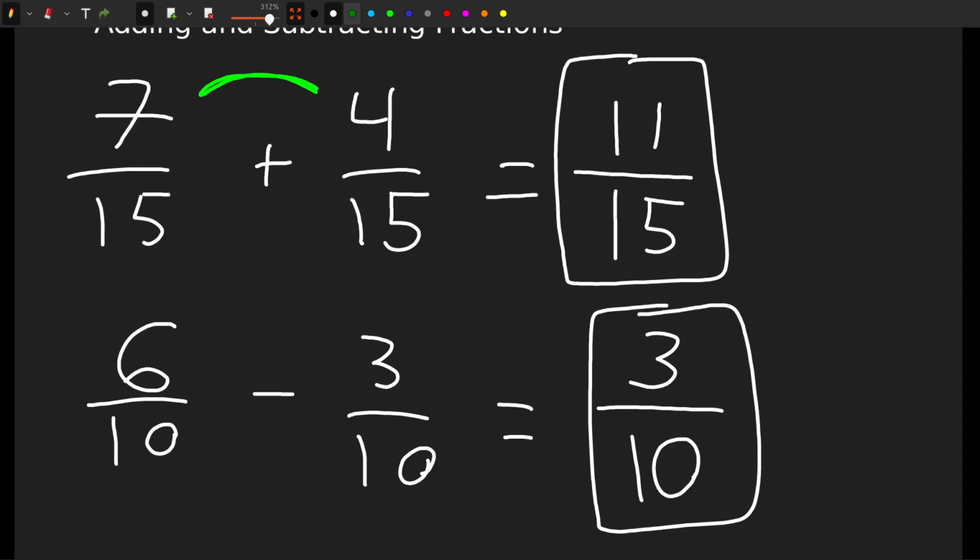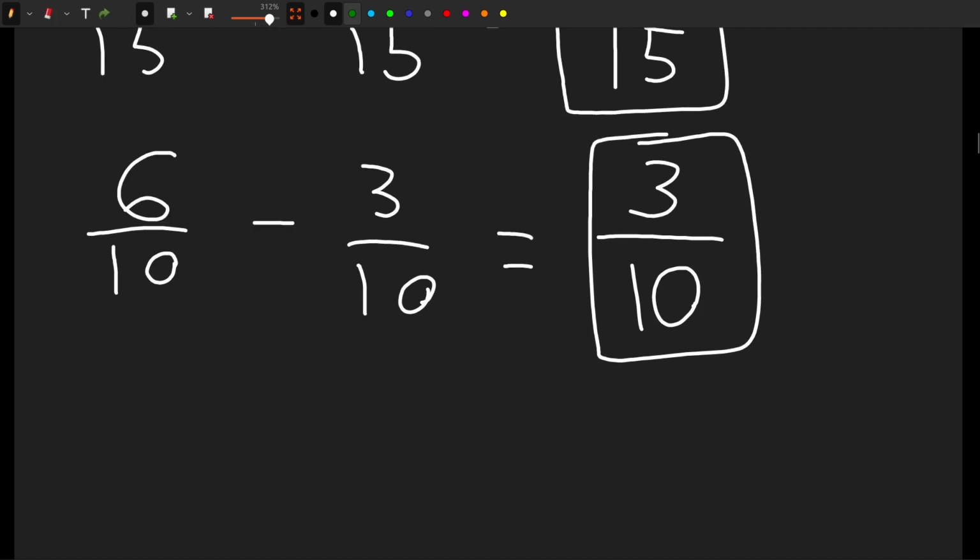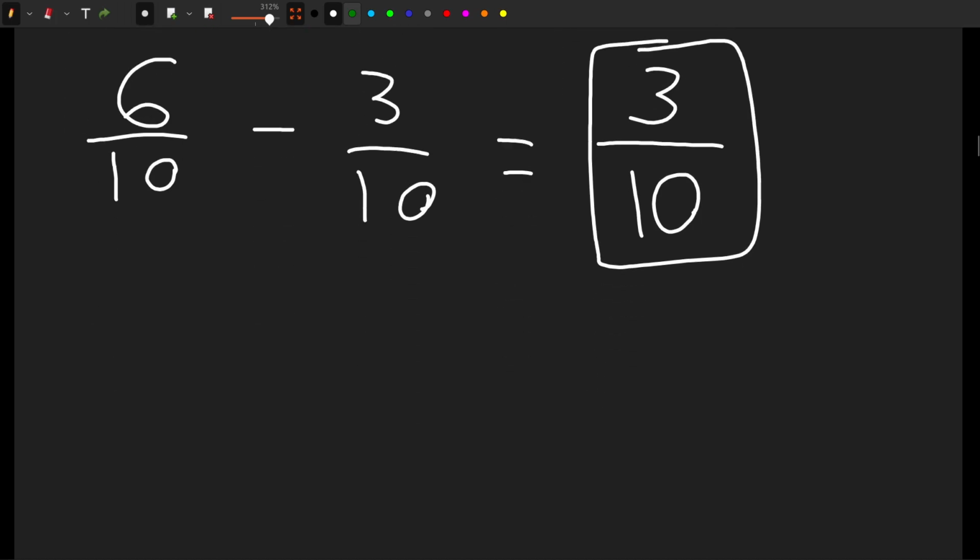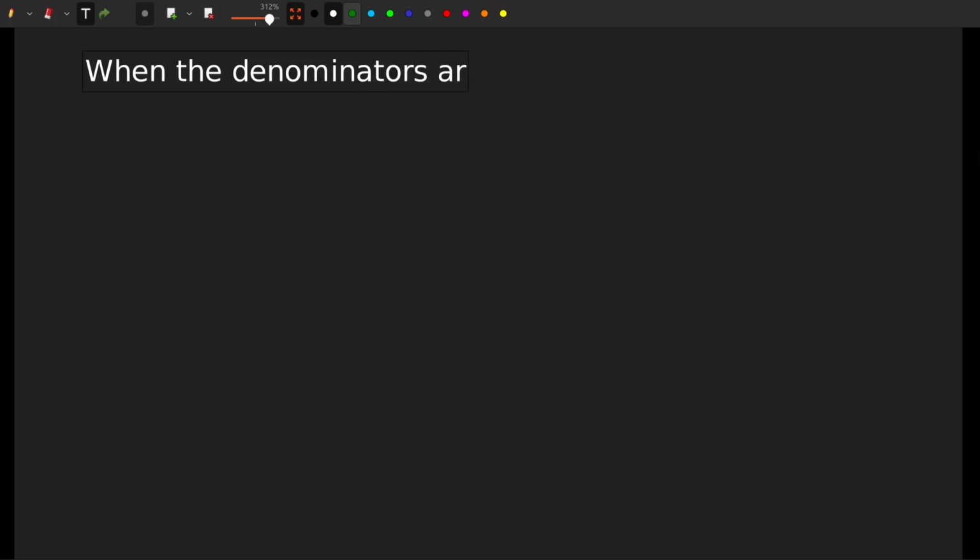However, everything changes if they have different denominators. So let's look at an example like that. We'll actually look at, I think, 2 or 3 examples. So, if the denominators are different, so let's write that down. When the denominators are different, what do we do? We use the LCM. The LCM stands for lowest common multiple. I'm going to show you how we use that now.